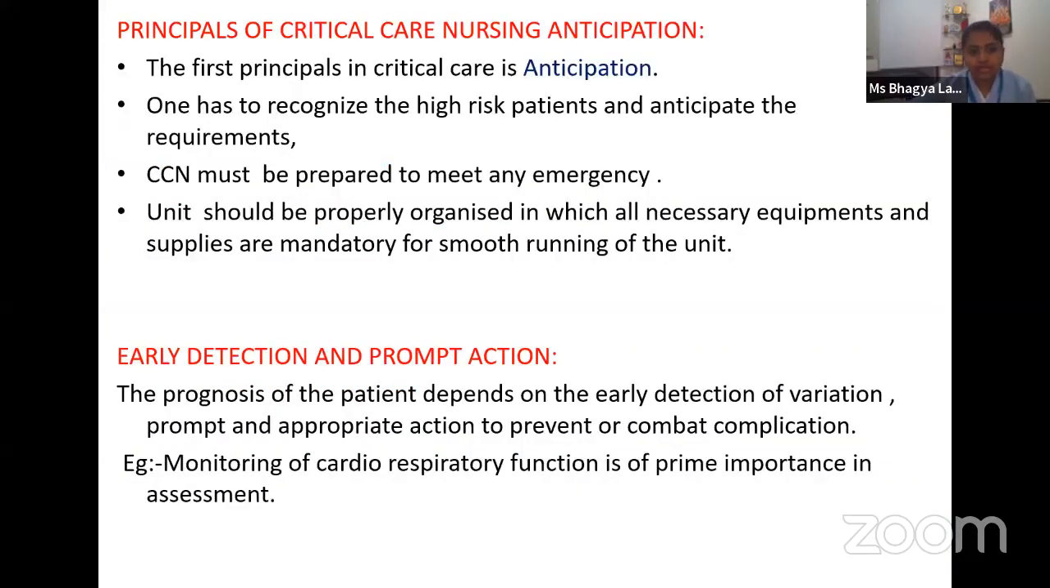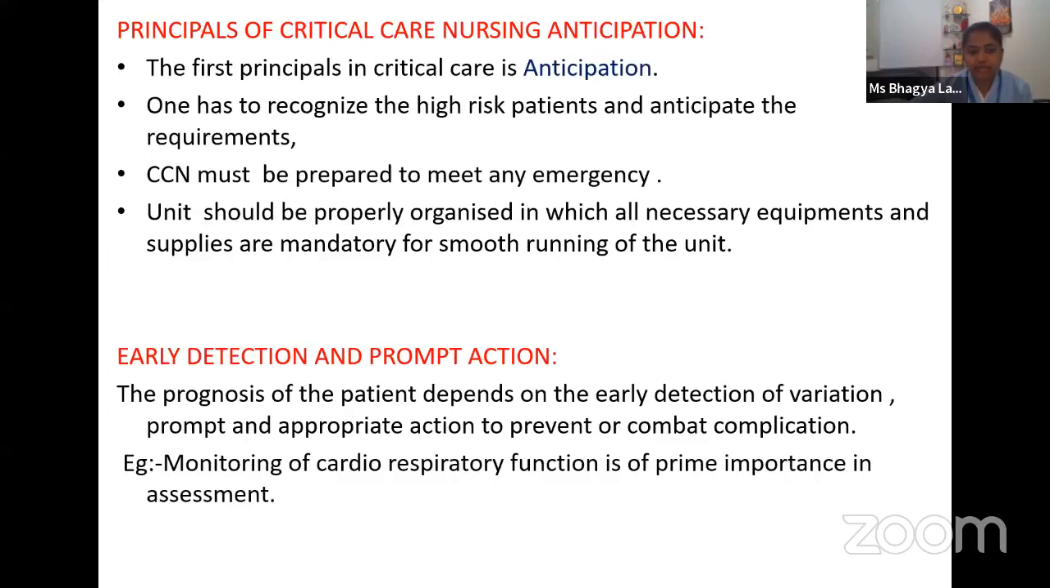So what are the basic principles of critical care nursing? The first is anticipation, that means foreseeing. The moment we assess the patient, when we go to the patient bedside, the complete assessment will give us many inputs related to the patient care. One has to recognize the high-risk patients and anticipate the requirements. The critical care nurse must be prepared to meet any emergency, and our unit should be properly organized to meet all emergency needs in the critical care units.